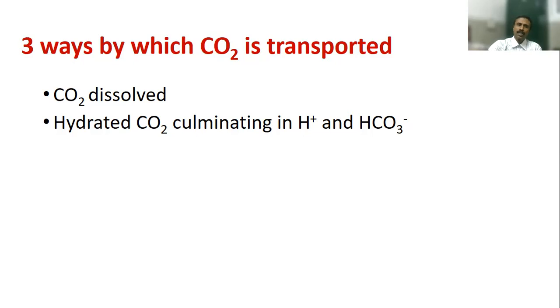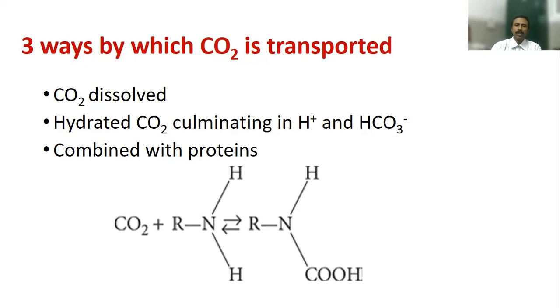And the third form that we spoke of, which happens even in the plasma, is combination of the carbon dioxide with the proteins. Within the red blood cell, it's going to be the hemoglobin. So there are histidine moieties within the globin chains, and this is readily available for combination with the carbon dioxide. So at the amine end of the amino acid, the carbon dioxide readily combines to form the carbamino compound.